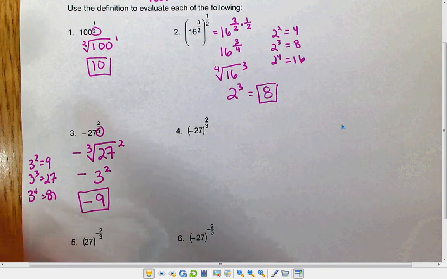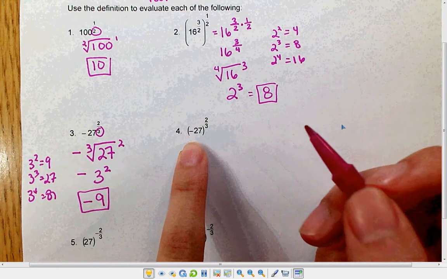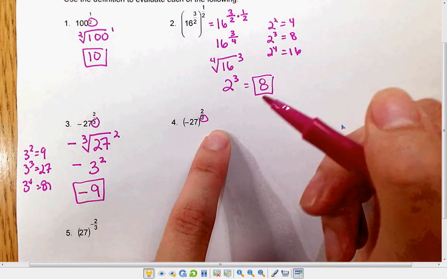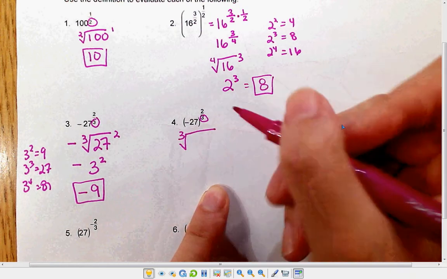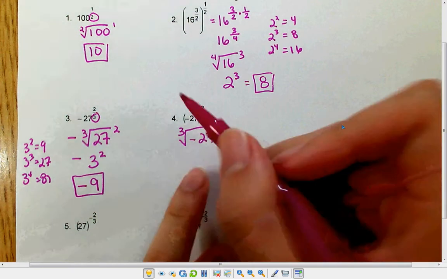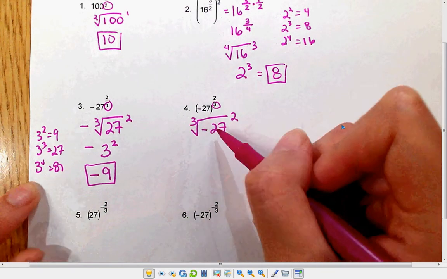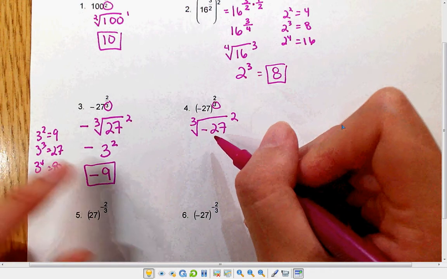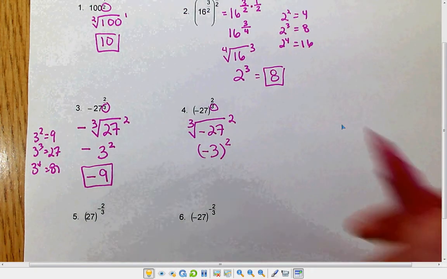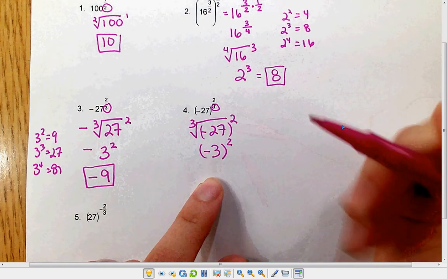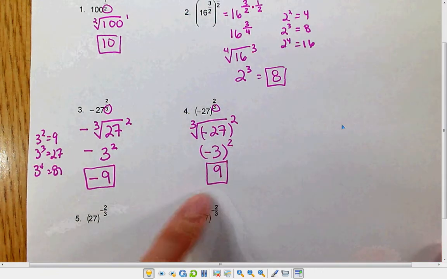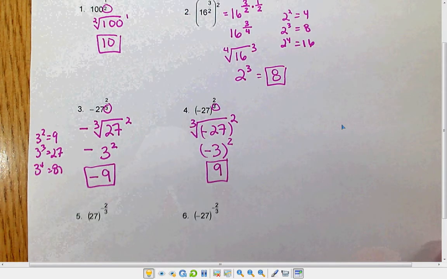The difference between number 3 and number 4 is that number 4 has a negative inside the parentheses. So that means this entire thing is being raised to the 2/3 power. Again, the denominator 3 is our root, so cube root. This time the negative 27 is inside, and we still have it squared. So what to the 3rd power gives me negative 27? This time instead of it being 3, it's going to be negative 3, because this is all inside the parentheses. So what's negative 3 squared? It's positive 9. So this one's positive instead of negative, since our negative is on the inside.